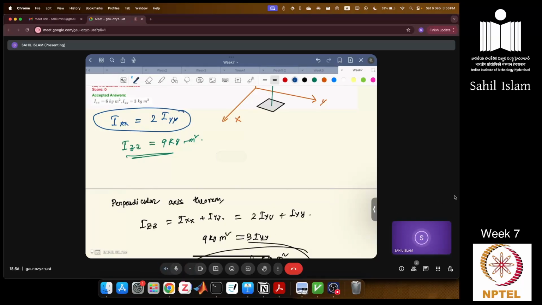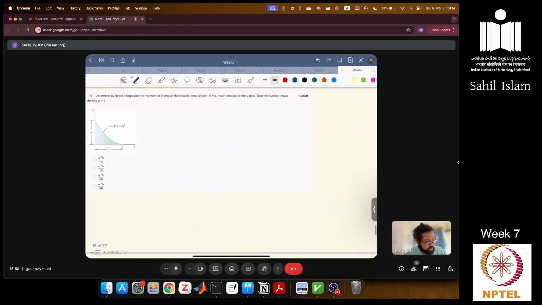Okay, let's go to the next question. Determine by direct integration the moment of inertia of the shaded area, as shown in the figure, with respect to the y-axis. Take the surface mass density to be 1. So Iy, the moment of inertia with respect to the y-axis, is simply integral x square dA, right?